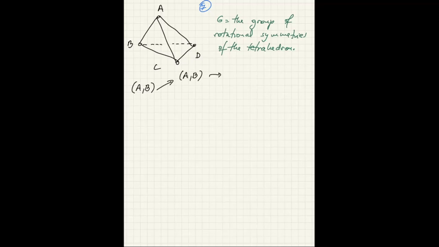In that case, C and D will be fixed because that means that A gets mapped to A, B gets mapped to B. So the only way that you fix these two elements means that C and D have to be fixed. So you get the identity permutation.